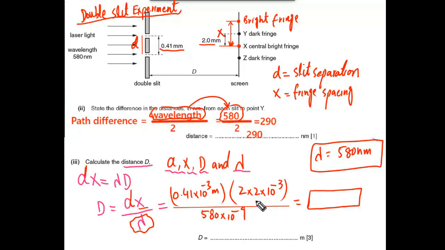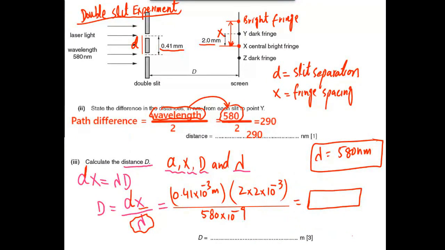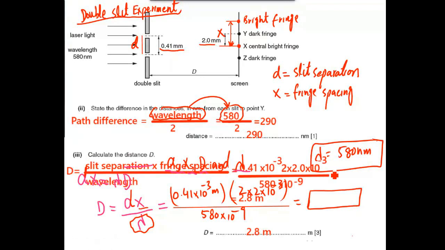So let me show you the answer now. If you use mathematics, just use a calculator, you will get the answer. So if we solve this one, this is our answer, 2.8. If we solve this one, we will get 2.8. So our answer is 2.8 meters. So this is how we can find the answer.